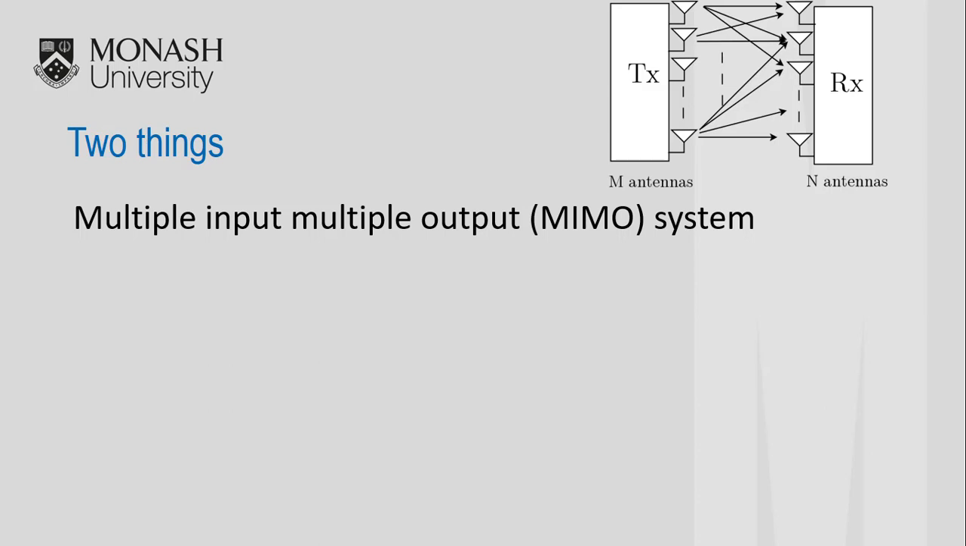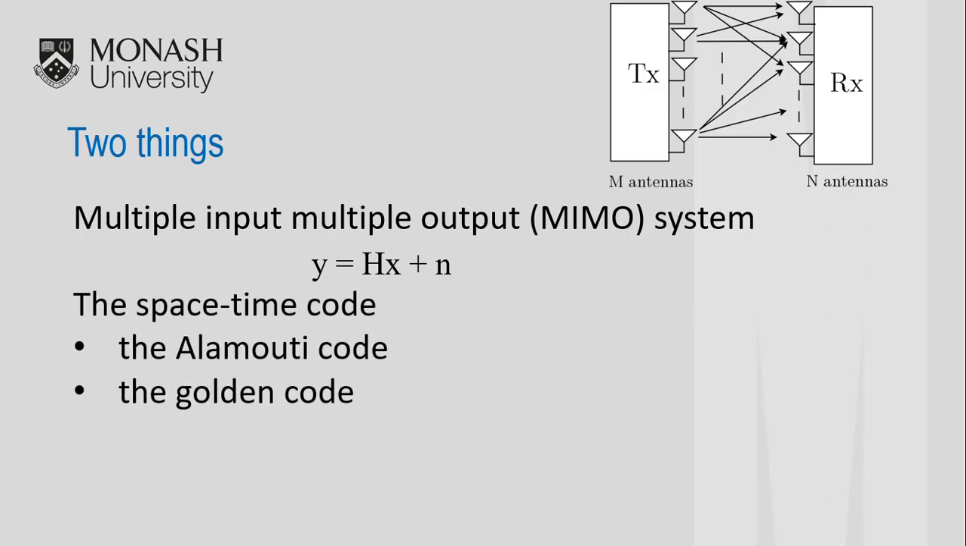Mathematically, the relationship between the sent information x and the received information y is y equals h times x plus n, where h is the channel matrix and n is the noise. This equation will be used later. The second thing is the space-time code. A space-time code is a code for a system with multiple antennas. There are two main types of space-time code: space-time trellis code and space-time block code. The two space-time codes we use in this project are both space-time block codes.